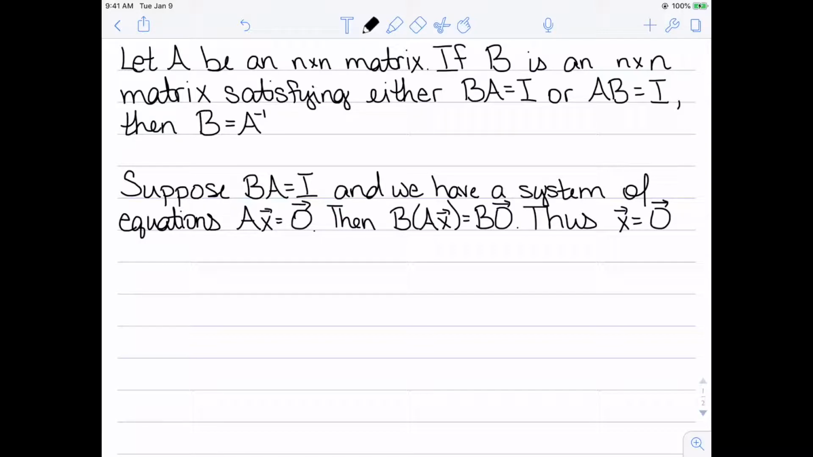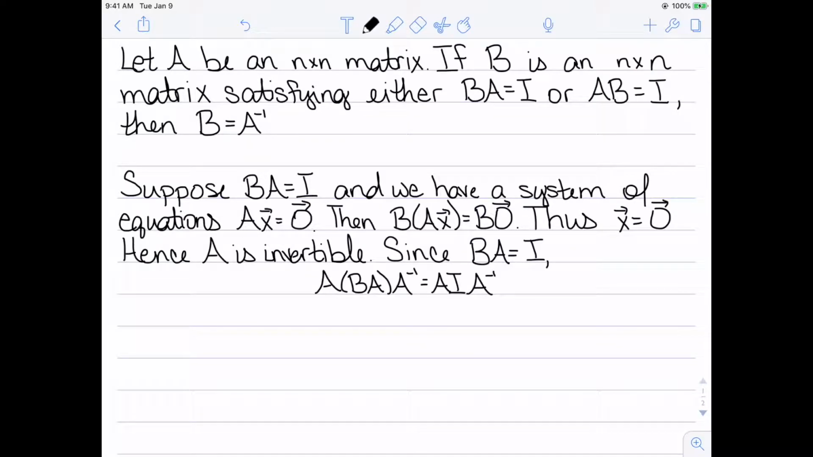So now I have a homogeneous system, AX equal to 0, that has exactly one solution, X equal to 0. So we know that A is invertible. So if BA is equal to the identity, we do have that A is invertible.